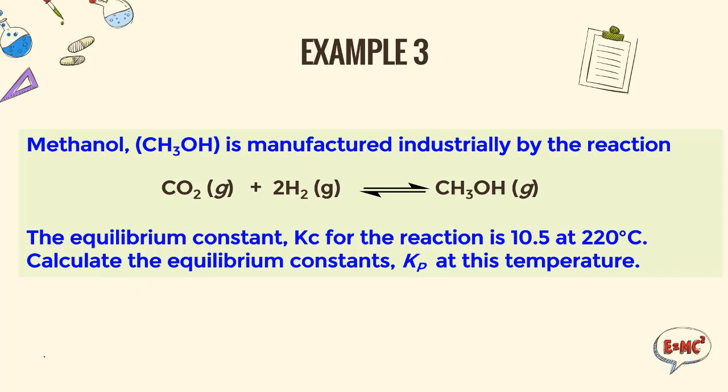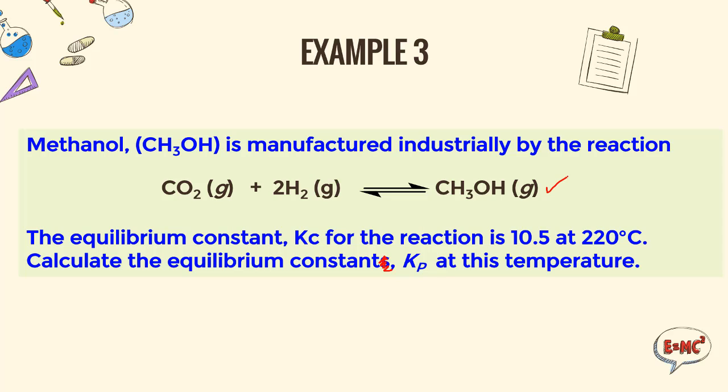Alright, so let's read and understand the question together. Methanol is manufactured industrially by the reaction given. The equilibrium constant Kc for the reaction is 10.5 atm at 222 degrees Celsius. Calculate the equilibrium constant Kp at this temperature.